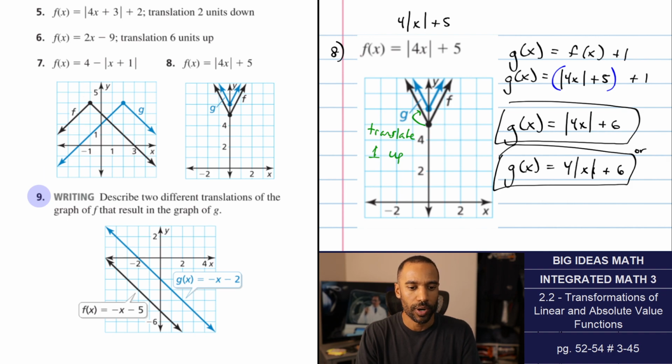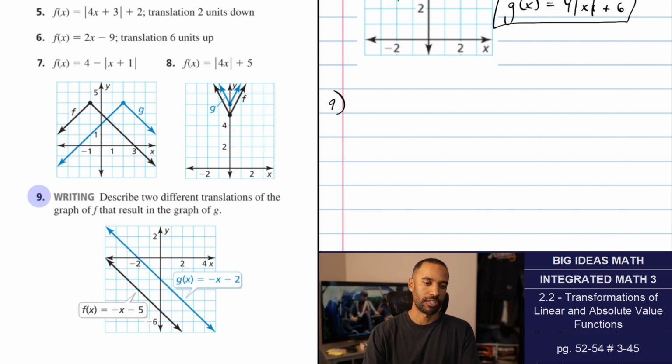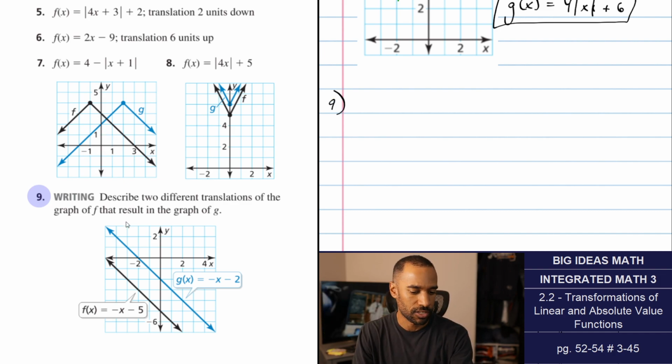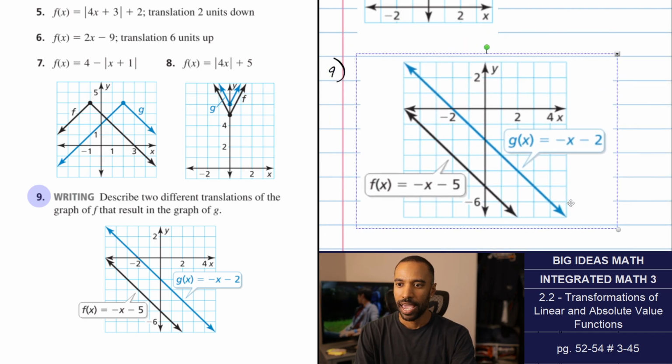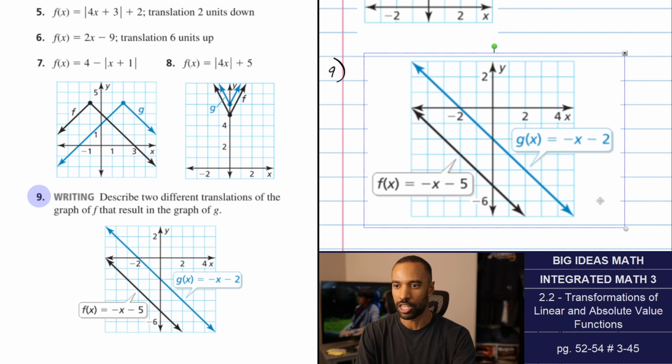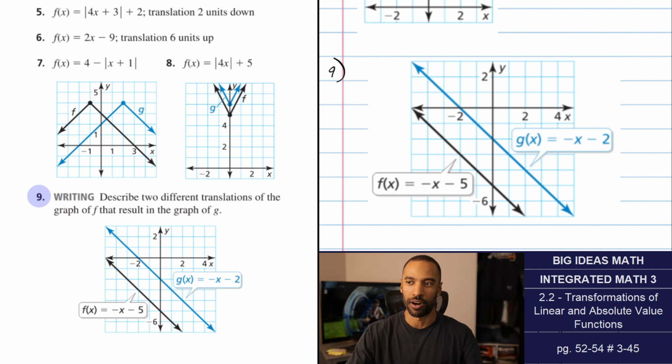Describe 2 different translations of the graph of f that result in the graph of g. It's one of those things, again, where I can either copy and paste the graph over or just leave it as it is. I think I'll copy and paste it over so my markings are a little more pronounced. I can make the graph a little bigger. So g is the one in blue, f is the original, and this is where your translations can either be vertical or horizontal. I guess you could do both, but I think as far as an answer that they're expecting, they'd probably just want one or the other.